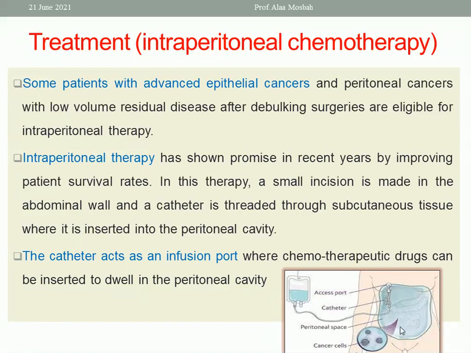It has shown promise in recent years by improving patient survival rate. In this therapy, a small incision is made in the abdominal wall and the catheter is inserted through the subcutaneous tissue where it is inserted into the peritoneal cavity, as we mentioned before.